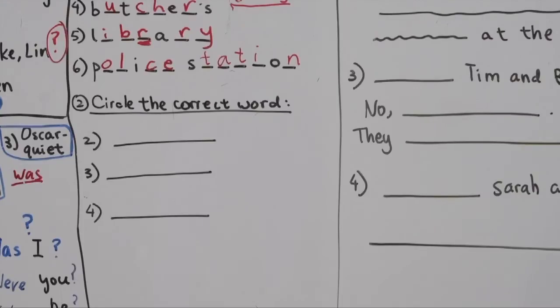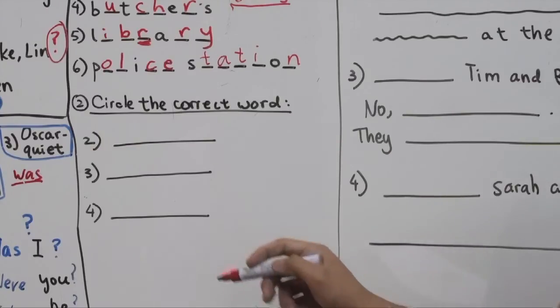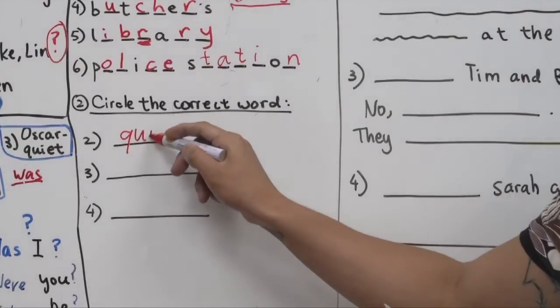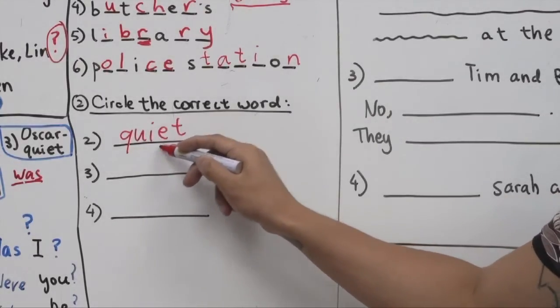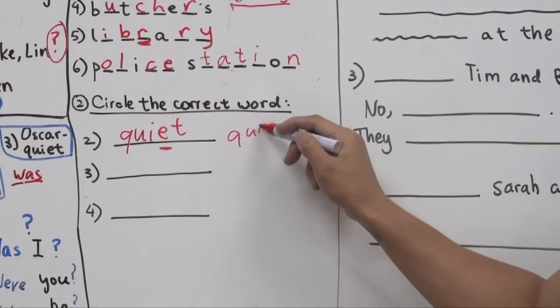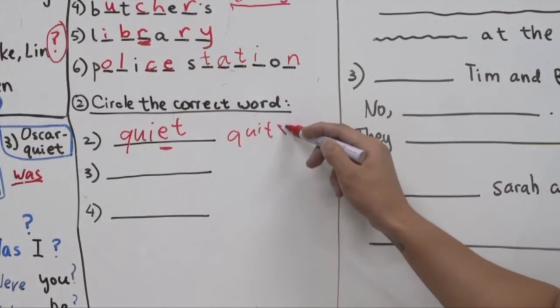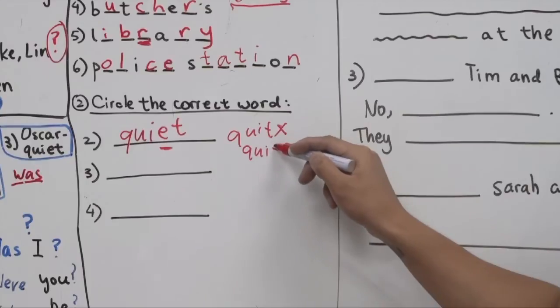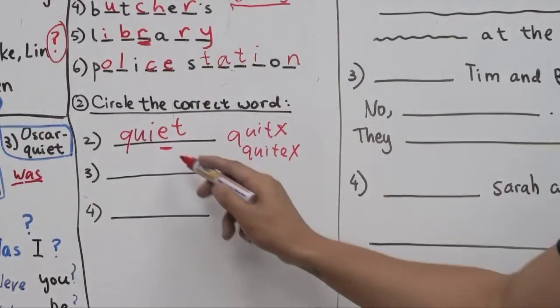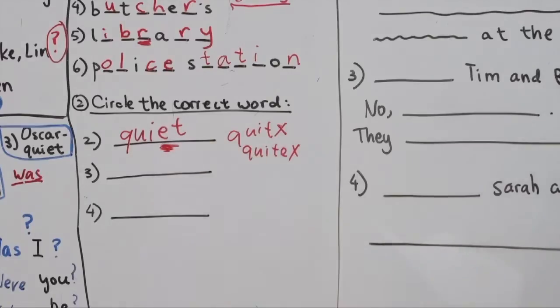Okay, so let's check the answers together. So number 2, the baby is clever. Clever means smart. Can we say that the baby is smart? No, right? Can we say the baby is quiet? Yes. What about noisy? No, right? So it should be quiet. Q-U-I-E-T. Don't forget the T. So Q-U-I-T is a different word. Quit means to stop. Q-U-I-T-E is quiet. It means another word. The E should be inside, okay? Q-U-I-E-T, quiet, okay? Quiet. Alright?